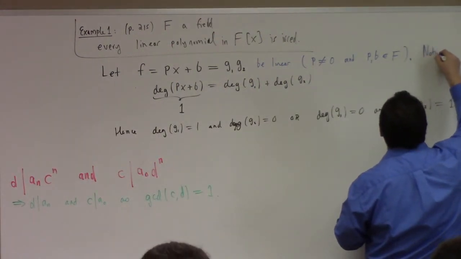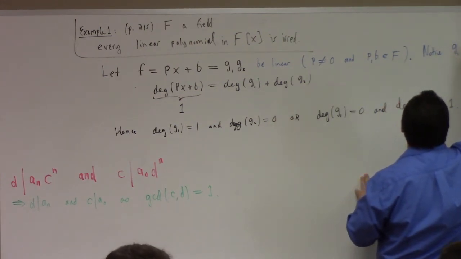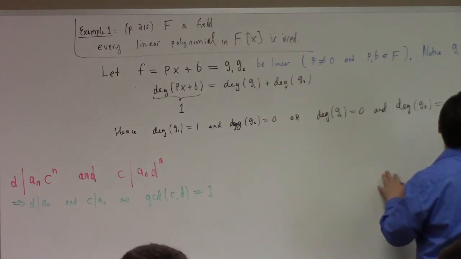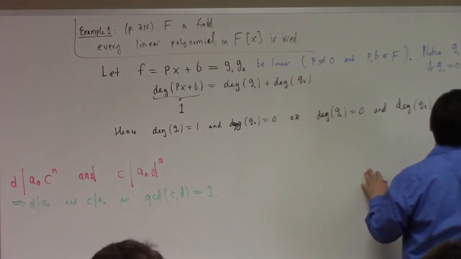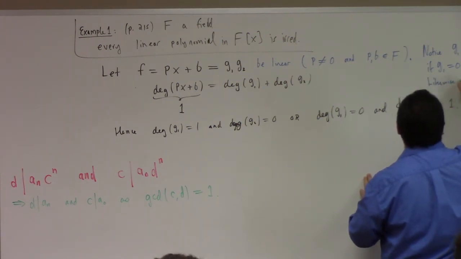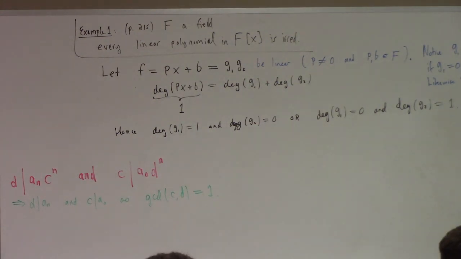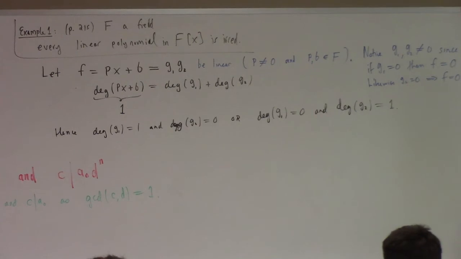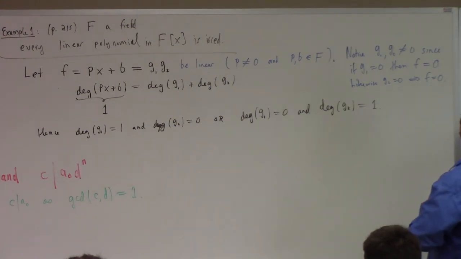Notice g1 and g2 are not equal to 0, since if g1 is equal to 0, then f is equal to 0, right? Likewise, g2 equal to 0 implies f is equal to 0, right? And if f is 0, that forces p to be 0, right? Both of these contradict p not equal to 0.